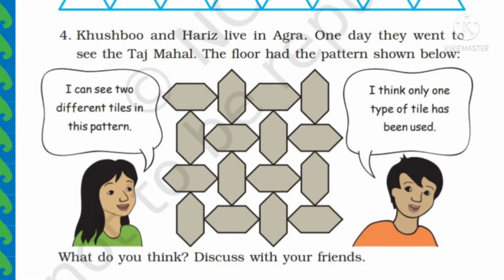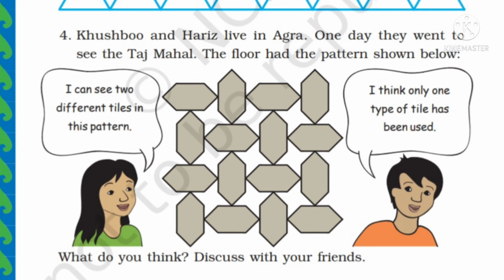Khushboo and Hariz live in Agra. One day they went to see the Taj Mahal. The floor had the pattern shown below. Khushboo and Hariz lived in Agra, so they went to see the Taj Mahal one day, and the floor pattern of the Taj Mahal is like this.